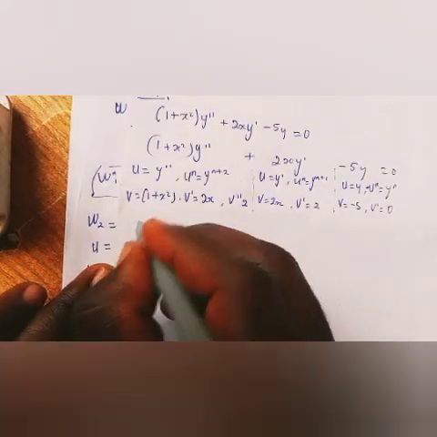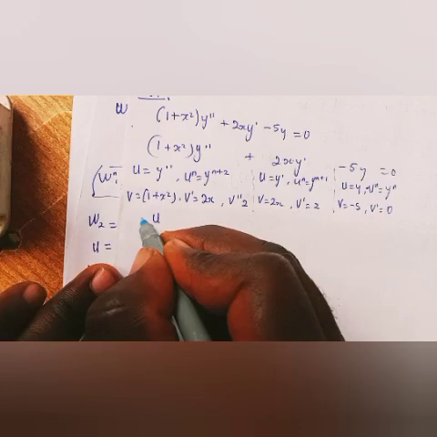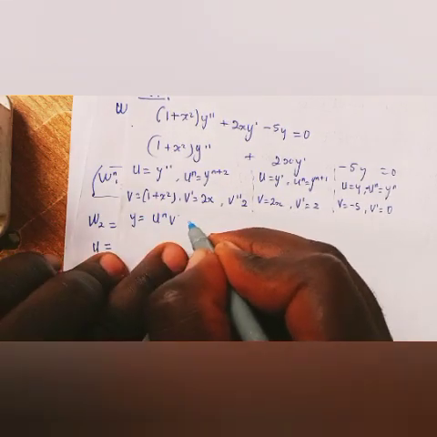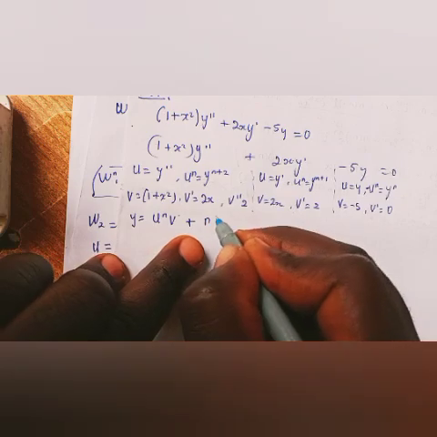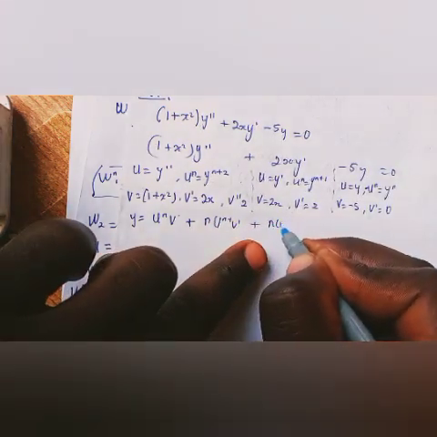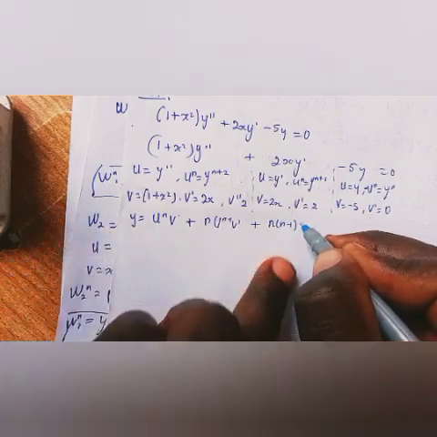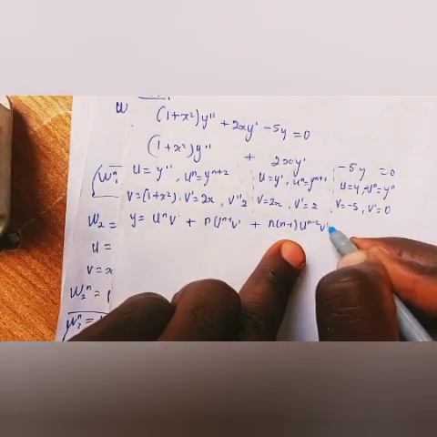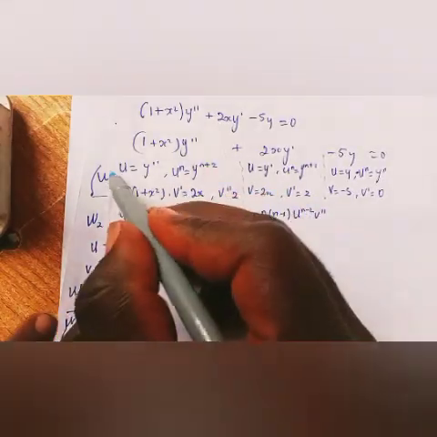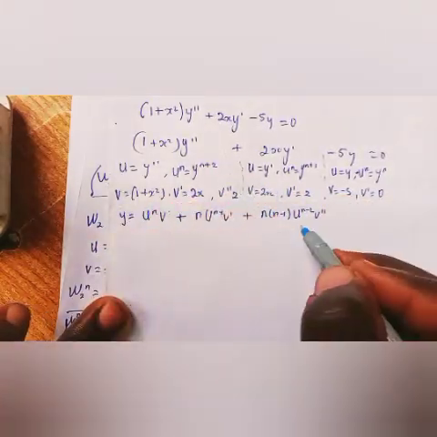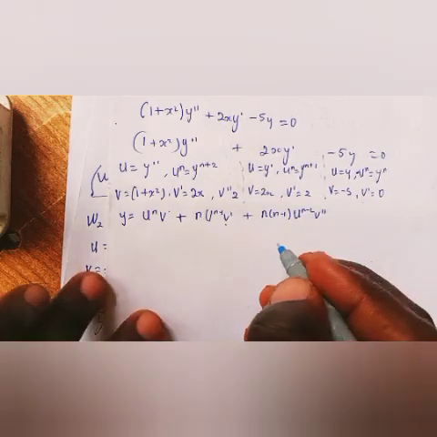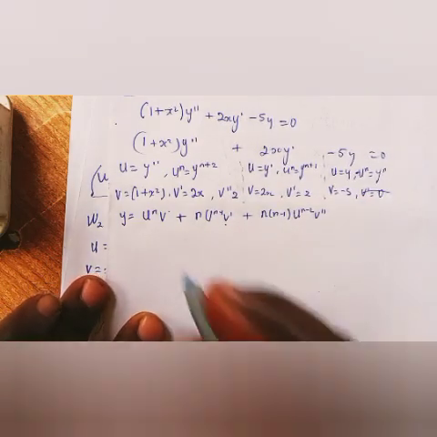Now the formula we are using is yn equals to un v plus n un minus 1 v1 plus n(n minus 1) un minus 2 v2 over 2 factorial, because the v that we have here is 2. Now for this first one, we're going to use this formula. For this second one, we will stop here. For the third one, we're going to stop. So let's continue. So v1 is 0, so we don't need to write that.